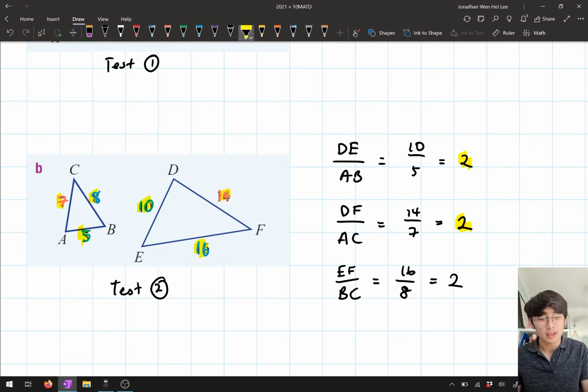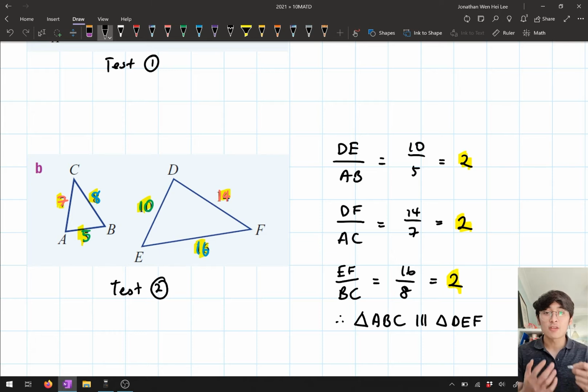And so here we've got that consistent ratio that we need to multiply each term by. And so here, because of that, and test 2, therefore, triangle ABC is similar to triangle DEF, because each pair of sides are in that equal proportion.